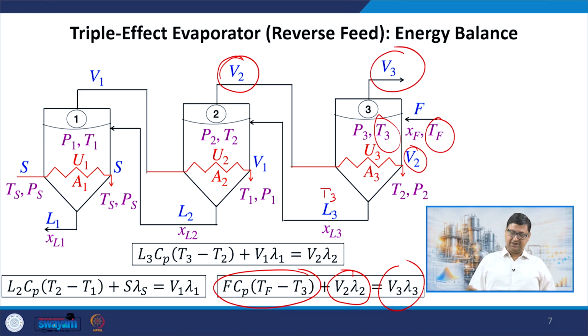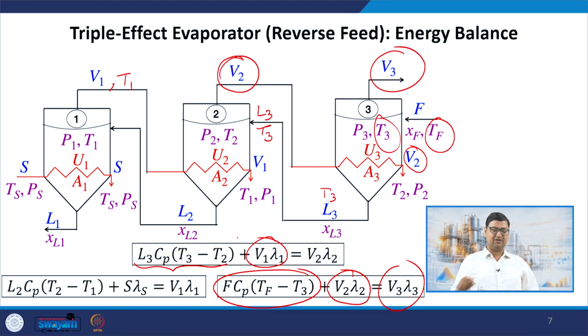Now, similarly, for the second effect, what is entering is my L3 at temperature T3 because it's coming from the third effect. The sensible heat change will now be L3 Cp (T3 minus T2), because T2 is the temperature of the second effect, and the heating media in this case is V1, which is coming at temperature T1. So V1 lambda 1 is the amount of heat supplied by this vapor that is condensing here, right?